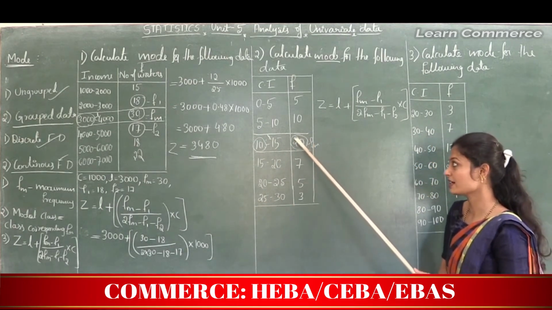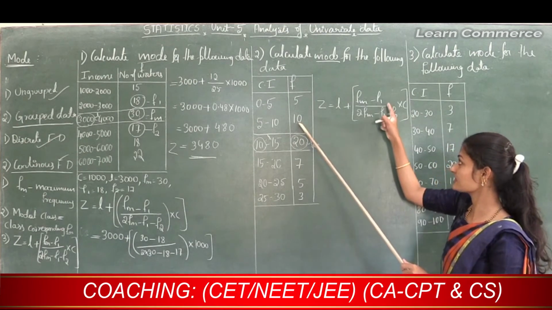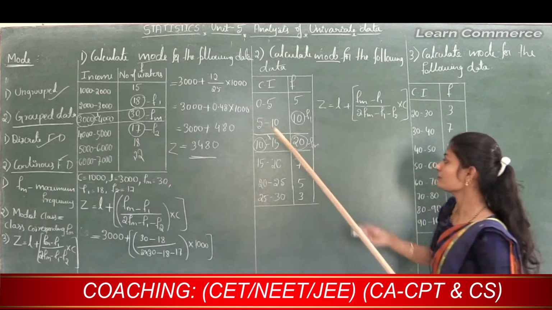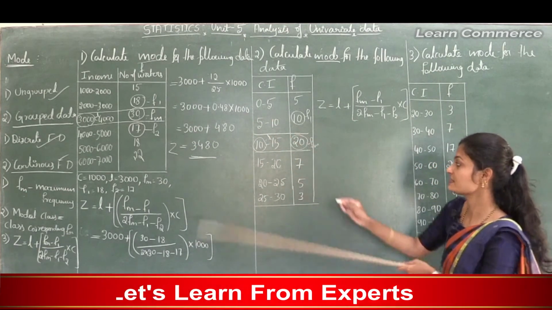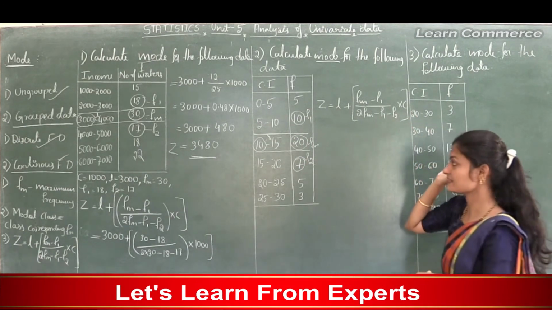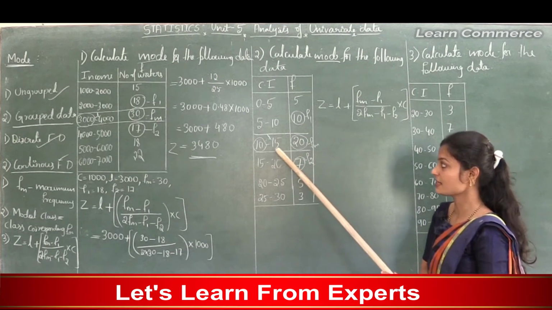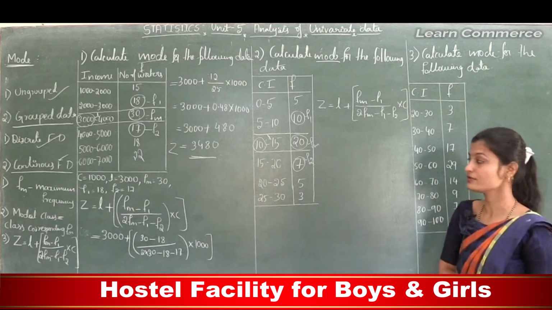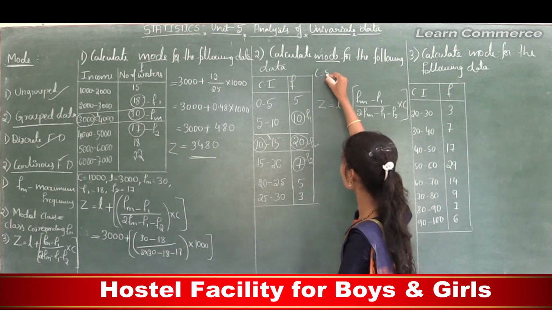So for this model class, the preceding frequency is 10. So this 10 is F1, and for this model class, the succeeding frequency is 7. This 7 is F2. So next we need C. C is nothing but the width of a class. So how to calculate the width of a class? That is 15 minus 10. So here 15 minus 10 is 5. So here C is 5.